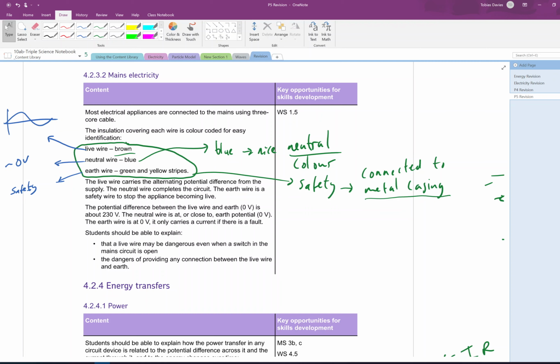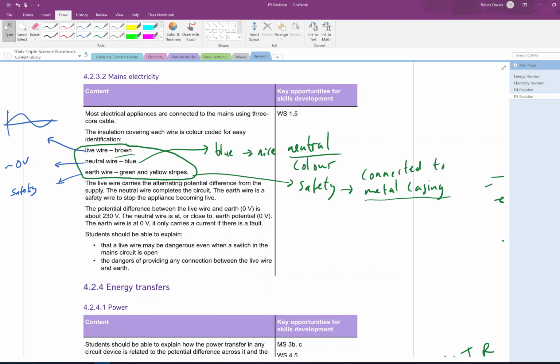And then the earth wire, which is for safety, is connected to the metal casing inside a metal appliance, and that's yellow and green. So the neutral wire will basically be at 0 volts, and the live wire will carry this alternating positive, negative current and potential difference. So this part of the specification just describes that a little bit.